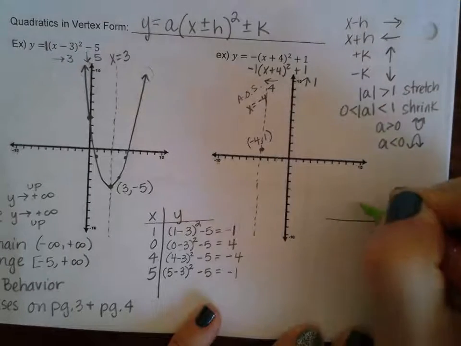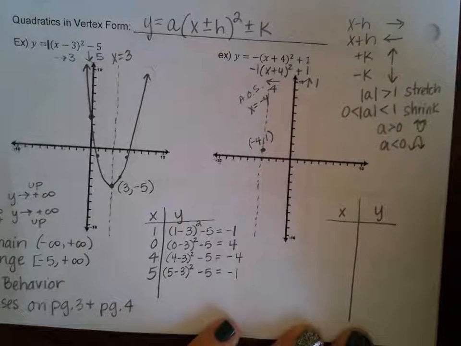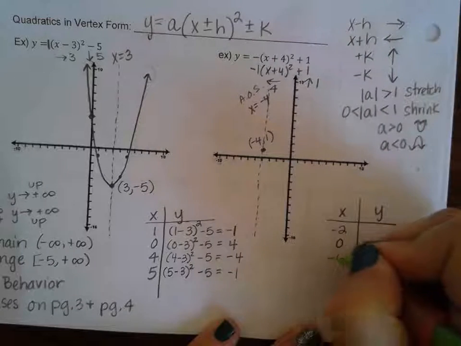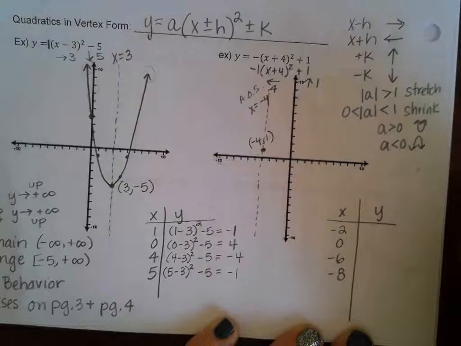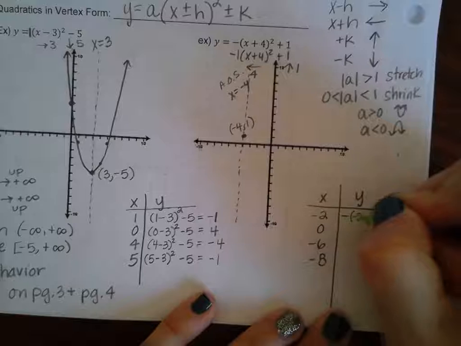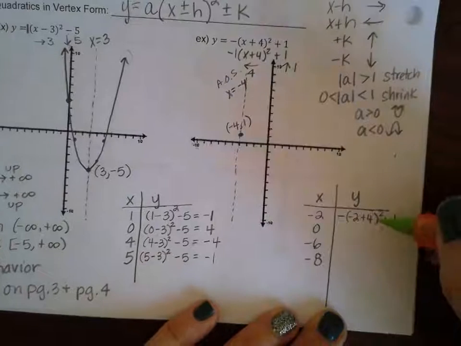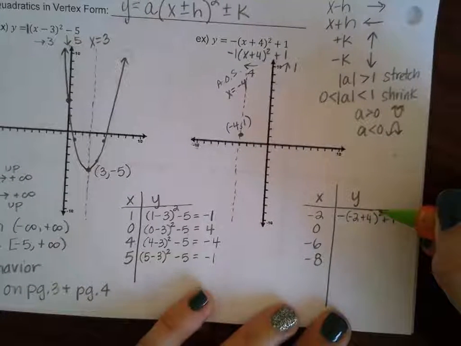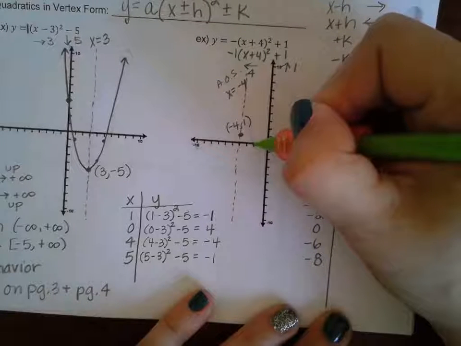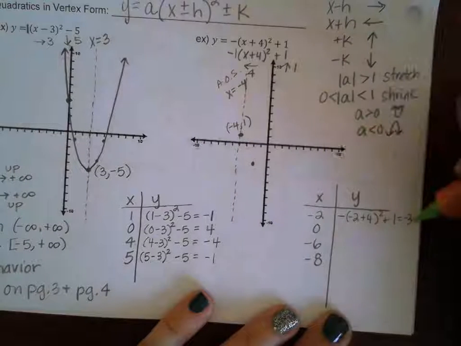Okay, so let's do a table of x's and y's. So we need a couple of points on either side of negative 4. So let's do negative 2 and 0, and let's do negative 6 and negative 8. Okay, so we're going to plug it into our equation. Negative (negative 2 plus 4) quantity squared plus 1. So this is going to be 2 squared, which is 4. Negative 4 plus 1 is negative 3. So negative 2 and negative 3. 1, 2, 3. Go down 3.